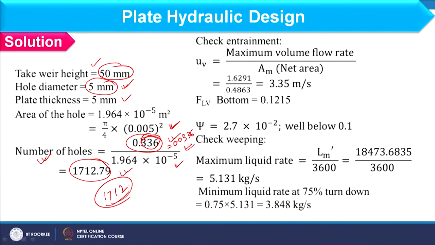So if you see the problem, what we have to calculate first, we have to check the entrainment as well as weeping condition. So let's first check entrainment condition, and to find out the entrainment, we should consider FLV value, which I have already calculated, and the value of FLV available at bottom that I should consider, because I am designing the bottom plate now, right? And after that, I should also consider percentage flooding, so that I have considered as 85%, okay?